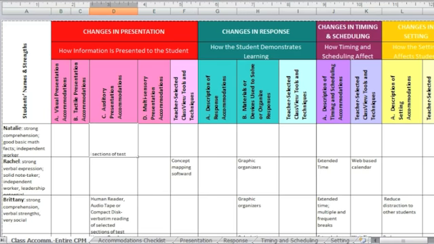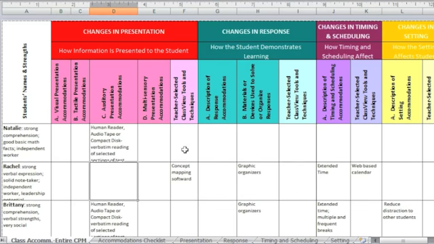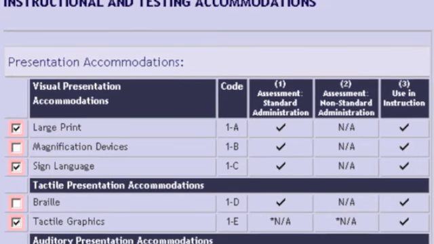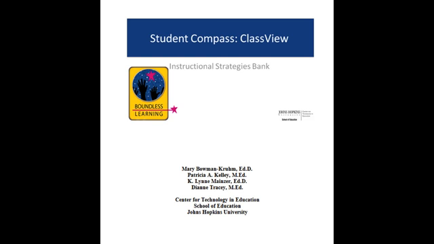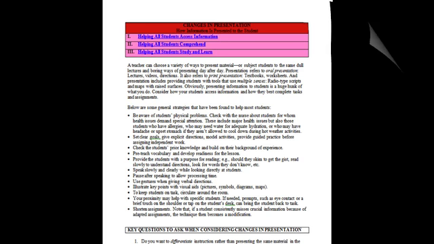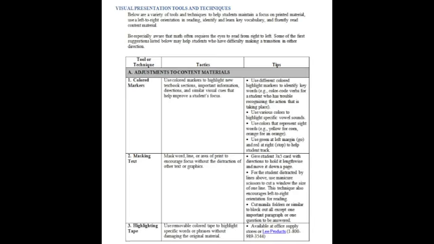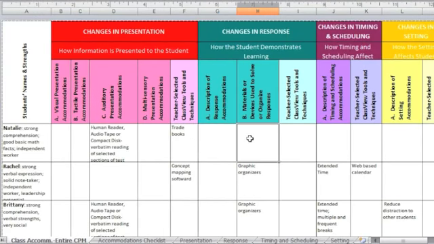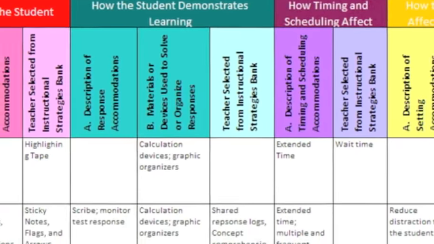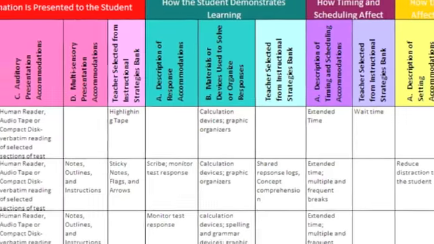Teachers compile student needs on the ClassView spreadsheet using information from students' IEPs and from the selection of techniques and tools from the ClassView Instructional Strategies Bank. The Instructional Strategies Bank includes techniques that can be used for students with and without disabilities. Once completed, Student Compass ClassView gives teachers a comprehensive at-a-glance view that saves time during instructional planning.